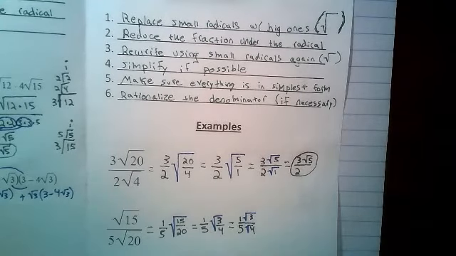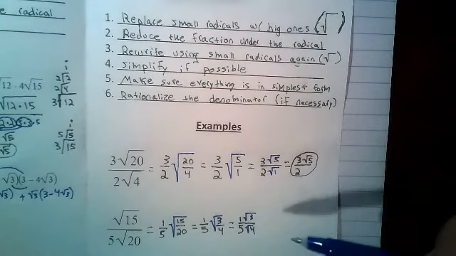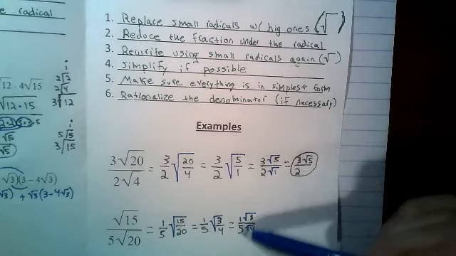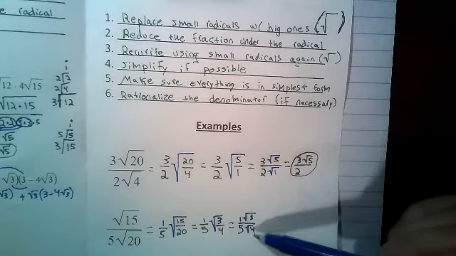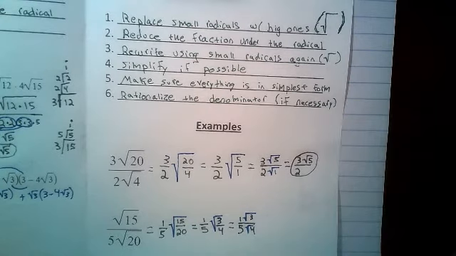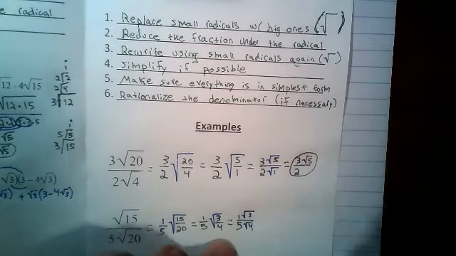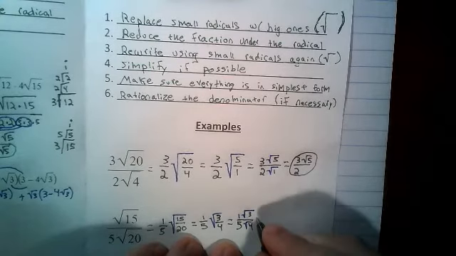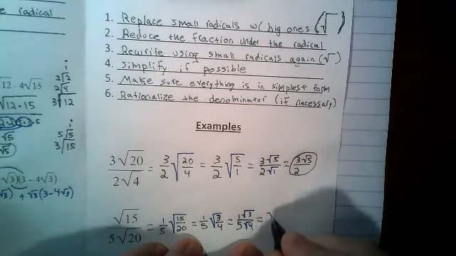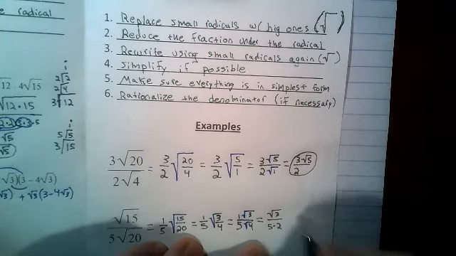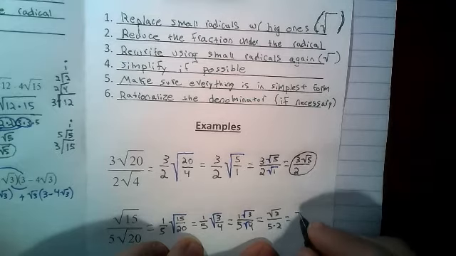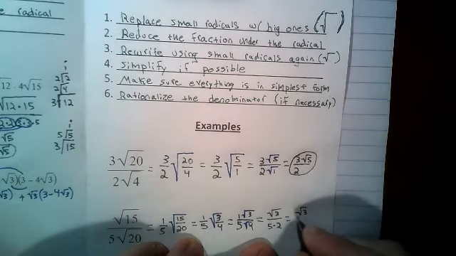Okay, now simplify if possible. So 1/5 can't be simplified. Square root of 3 can't be simplified, but the square root of 4 is 2. So I can simplify this as the square root of 3 over 5 times 2, which is the square root of 3 over 10.